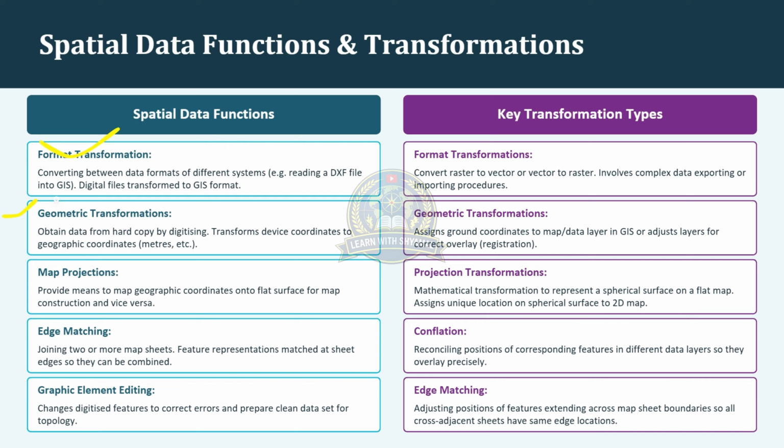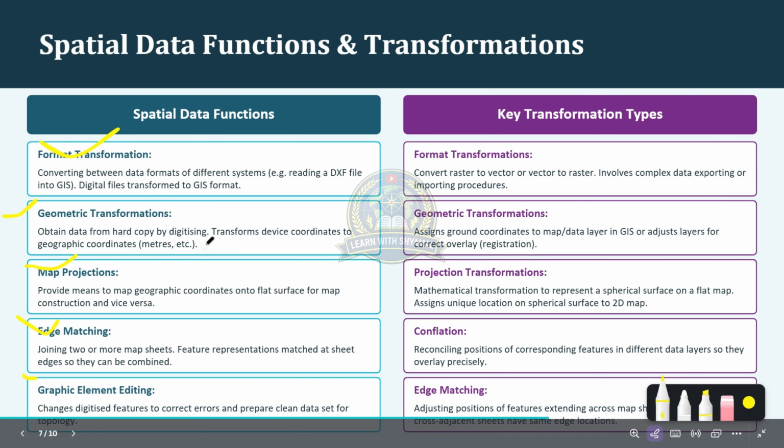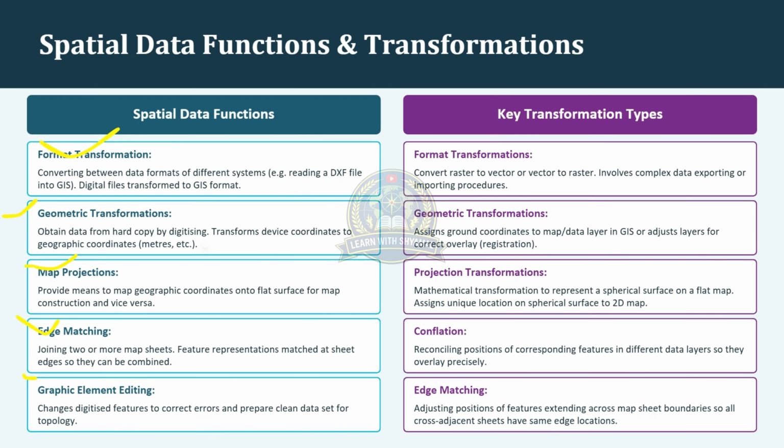Then map projections provide the means to map geographic coordinates onto a flat surface for map construction and vice versa. Edge matching: joining two or more map sheets, so feature representations match at the sheet edge and can be combined. Graphic element editing changes digitized features to correct errors and prepare a clean data sheet for topology.